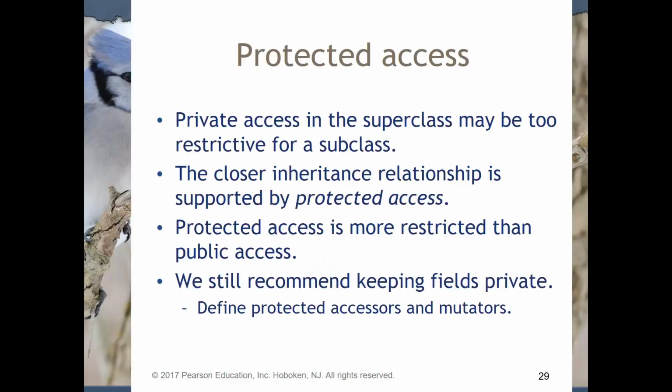So protected access. Protected access is different than private and public. It's kind of in the middle. Private access in the superclass may be too restrictive for a subclass. So in other words, I might want a subclass to have access to the variables that were created in the parent, but you can't if they're defined as private. This is what I've been hinting to as a way around it. You can do protected access, which allows you to gain access to anything else in the inheritance tree. Protected access is more restricted than public access, but not as restrictive as private.